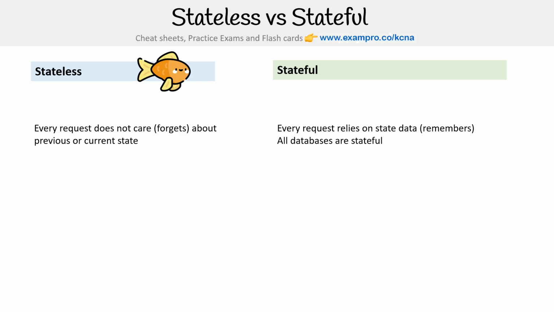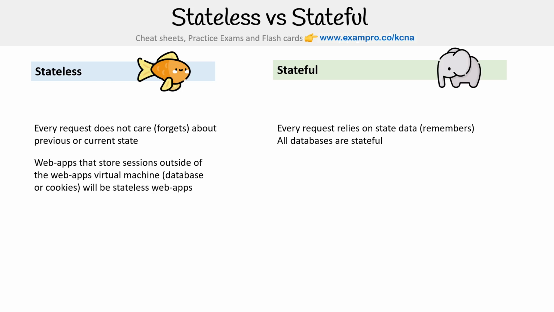Then the idea with stateful is every request relies on state data to remember. So a good example would be a database. A database, you have to know who it is every time. Like if you were to have 10 requests in a row accessing data, it has to go to the same database, the same place, so that we know who it is. So think of an elephant, okay?